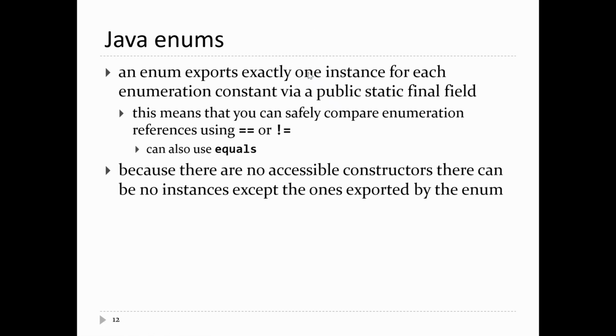So exactly one object for each one of your constants, and that means you don't have to use equals to compare them for equality. You can use equals equals or not equals. If there's only one object corresponding to each day, that object always has the same address. We know that equals equals or not equals uses the address of the object to determine whether or not they are equal. So you don't have to use equals anymore when you compare the enumerated constants. You can safely use equals equals or not equals. If you want to, you can still use equals, and it does the exact same thing as equals equals here.